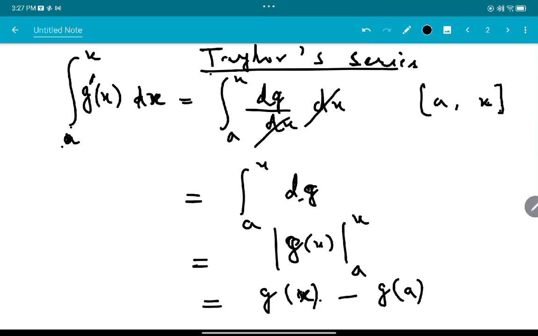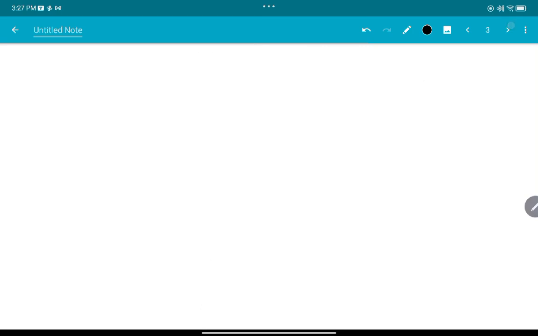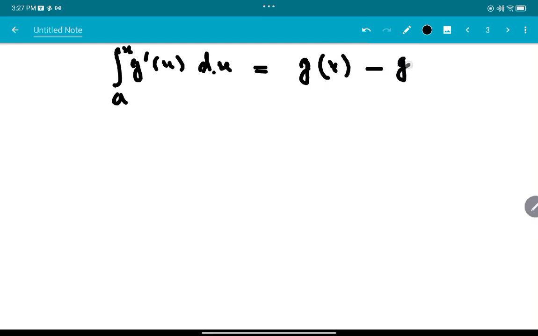So let us reproduce it on the other page. What we have seen is the integral of g dash x dx from a to x is equal to gx minus ga. We will do one more thing: we will recast it in terms of gx. We will write gx on one side and the other two terms on the other side.